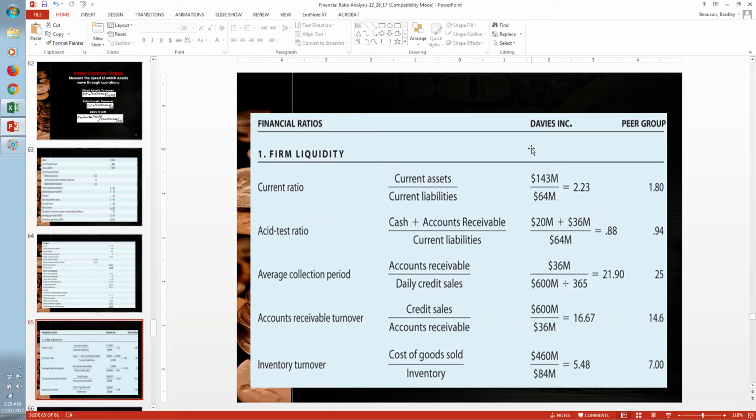It's not really meaningful at all, but now we can compare this particular company at 2.23 against their peer group average of 1.80, and we can say, at least on this particular ratio, the organization is doing better than the peer group average. Acid test ratio.